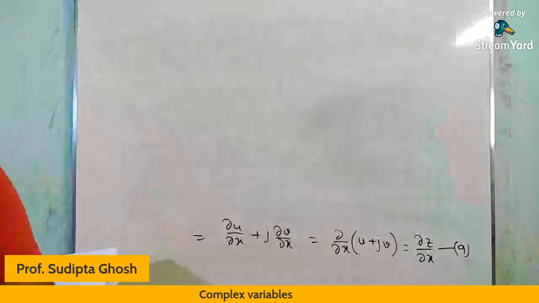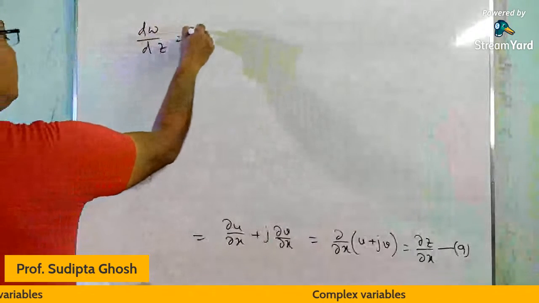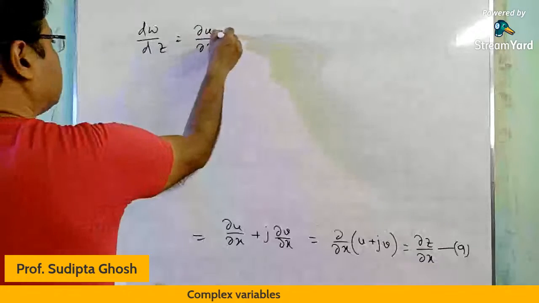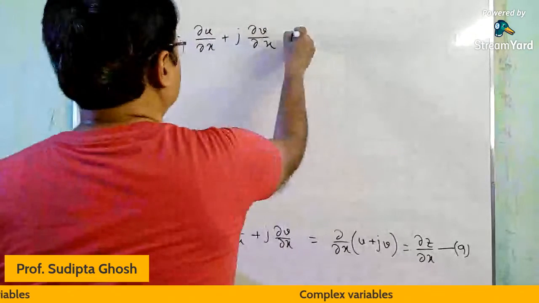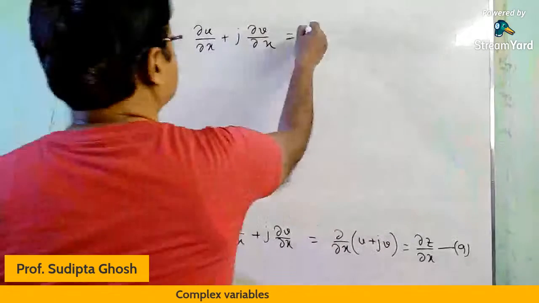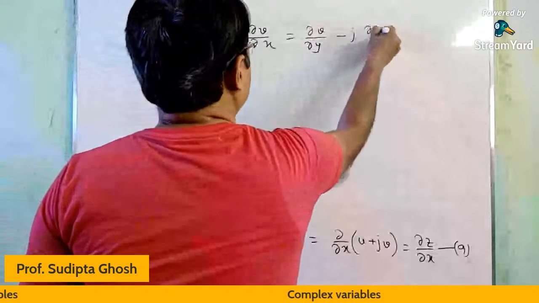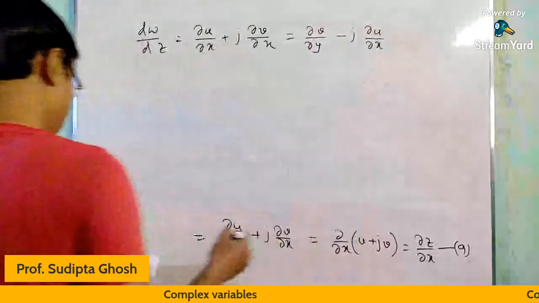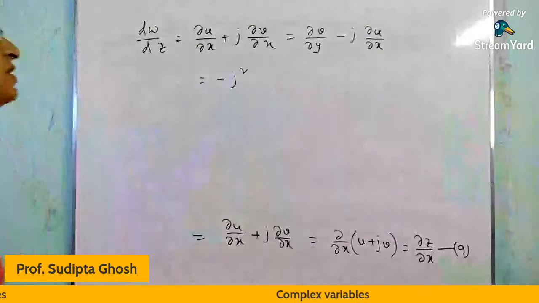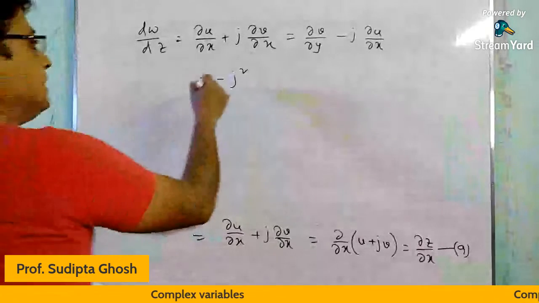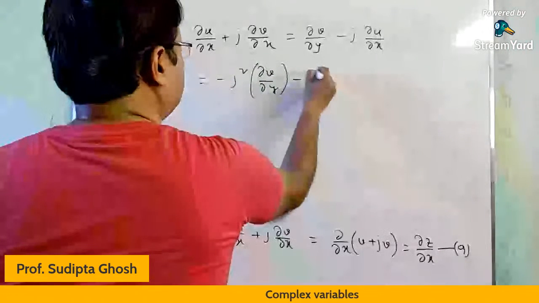Also by equations 7 and 8, we get dw/dz equals del u/del x plus j del v/del x. Del u/del x, from the Cauchy-Riemann equation, means del v/del y. So it can be written as minus j squared, and j squared means minus 1, so it can be written as minus j squared del v/del y minus j del u/del x.